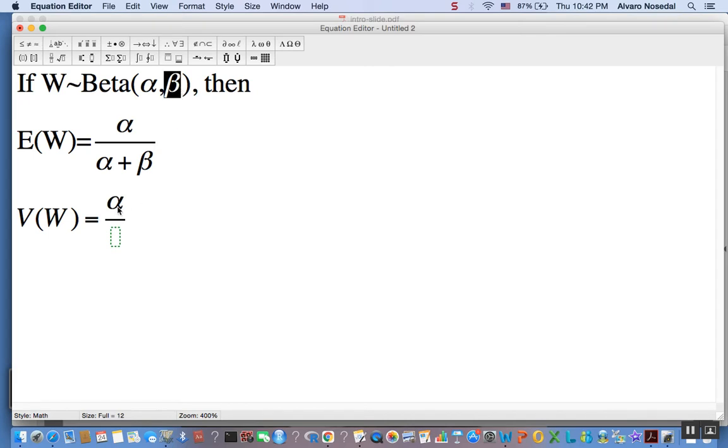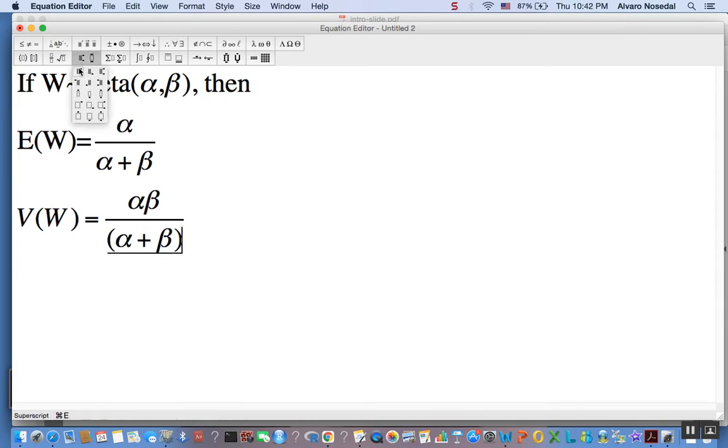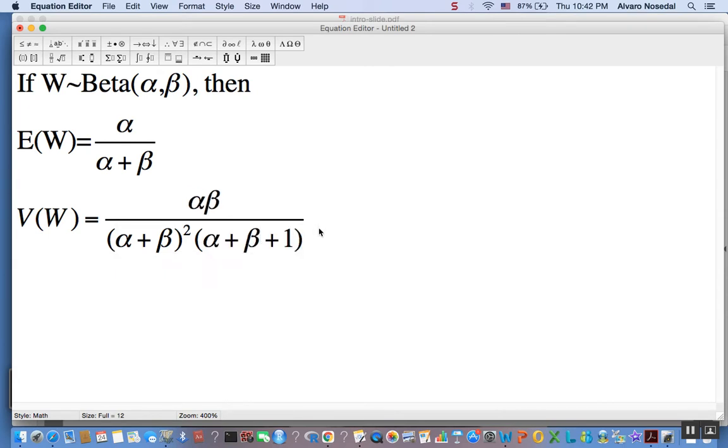So the variance of a beta random variable is given by alpha times beta, divided by alpha plus beta squared, times alpha plus beta plus 1. Now we have them there in case we need them, and we will need them.